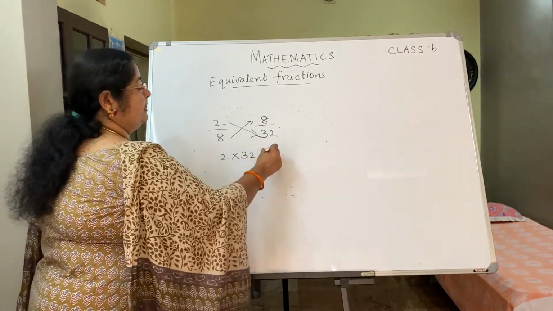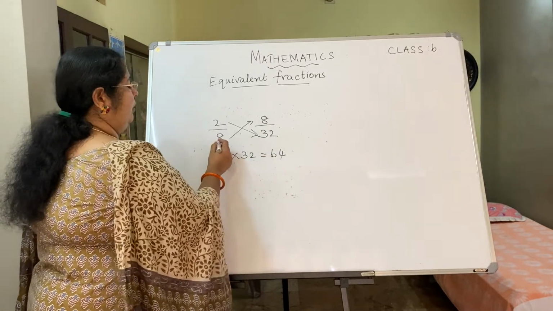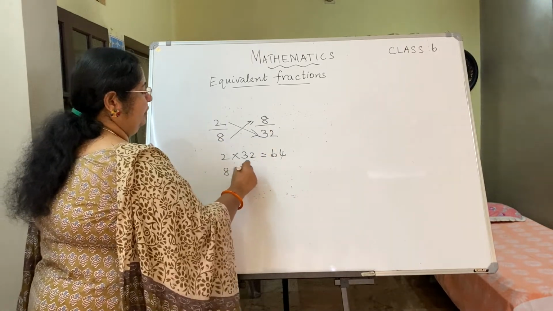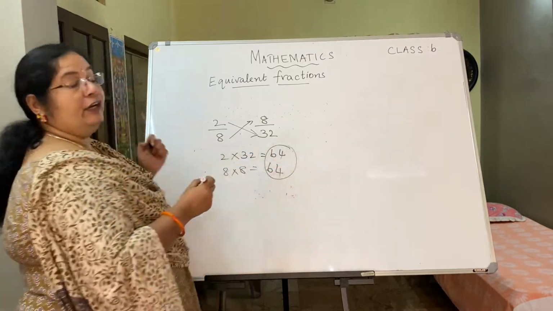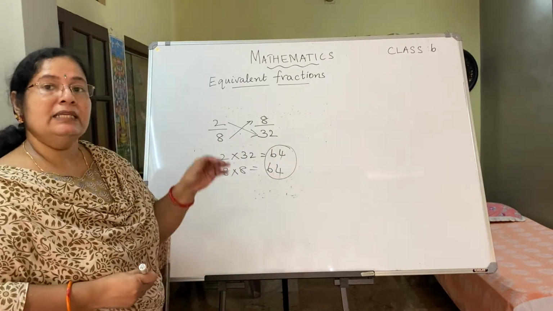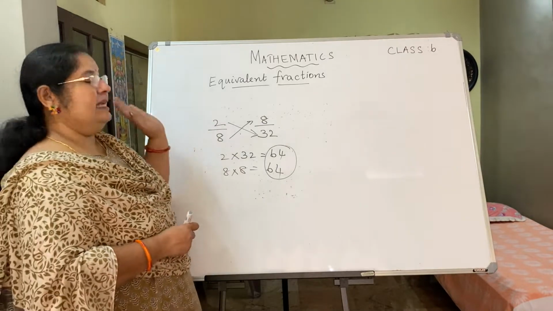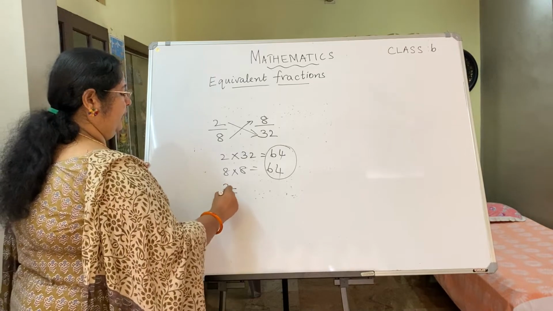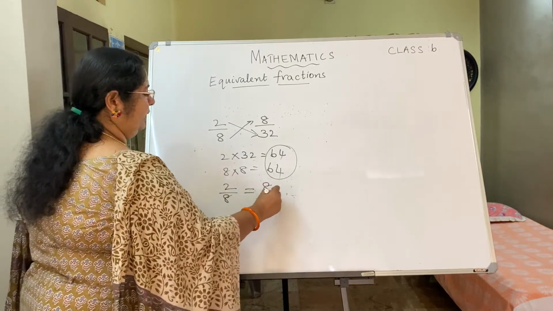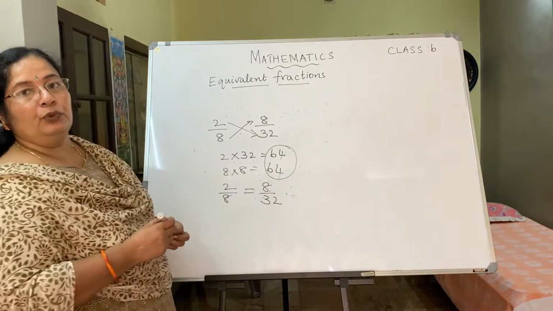So when you cross multiply, 2 into 32, how much? 64. Now 8 into 8 is also 64. If the cross products are the same, then the given fractions are equivalent. So you can write 2 by 8 is equal to 8 by 32.